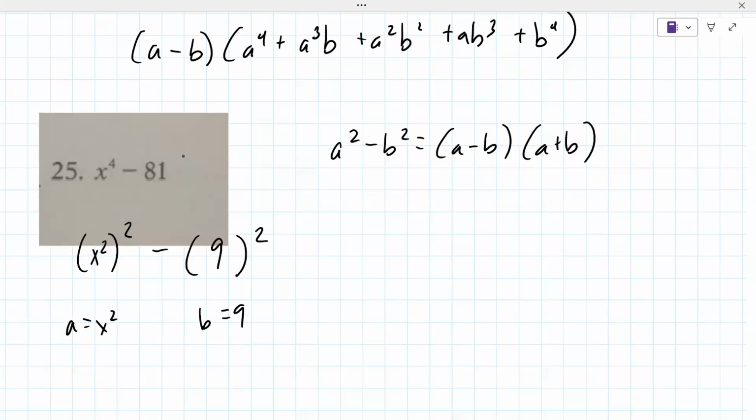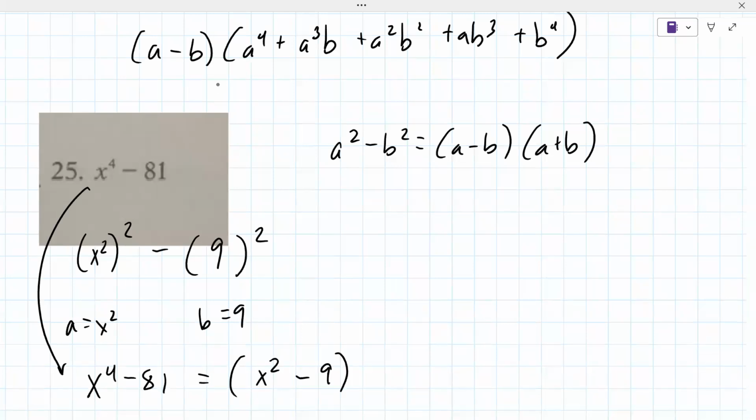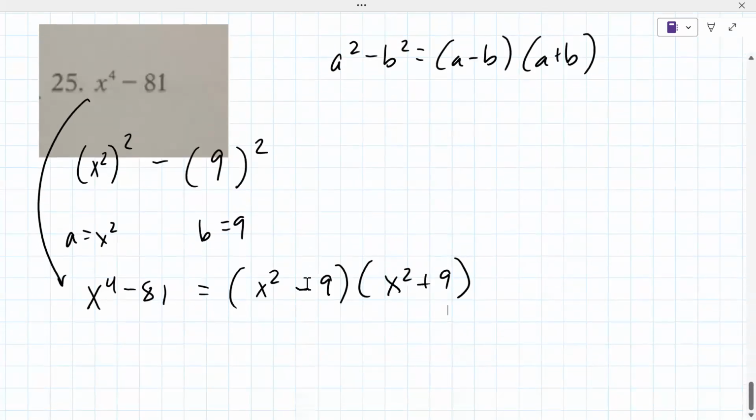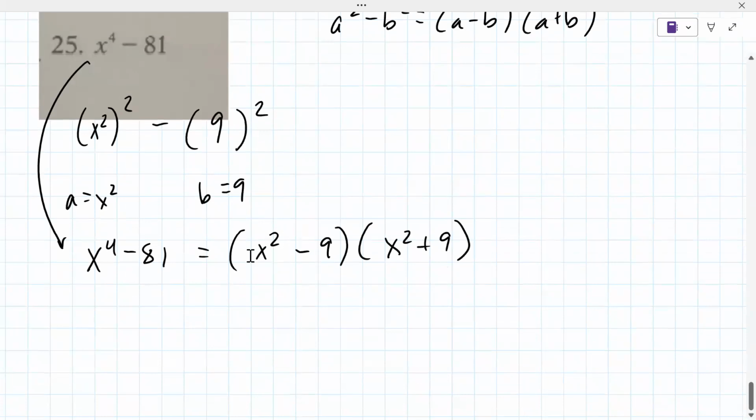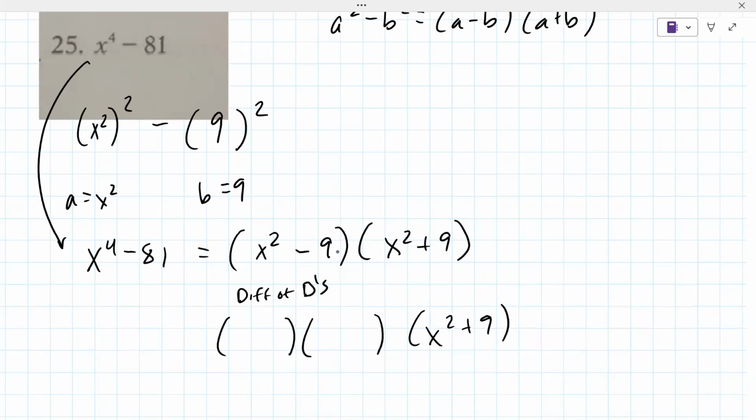Could you rewrite that for us, please? That would be x squared minus 9 and then x squared plus 9. Very good. And then there's a bit more to do here. So this x squared minus 9 is also a difference of squares. So what does that become? Well, it's just like we did before. See if you can figure out how to break that apart, please.